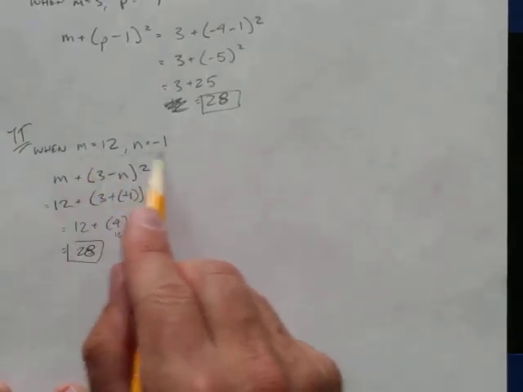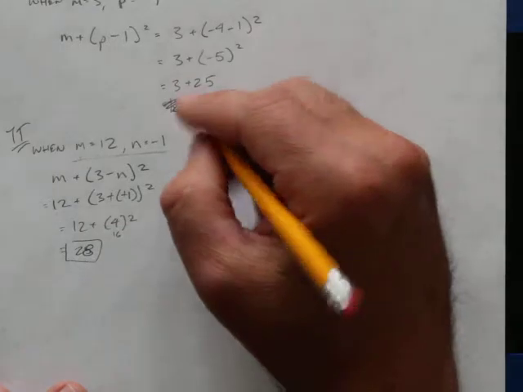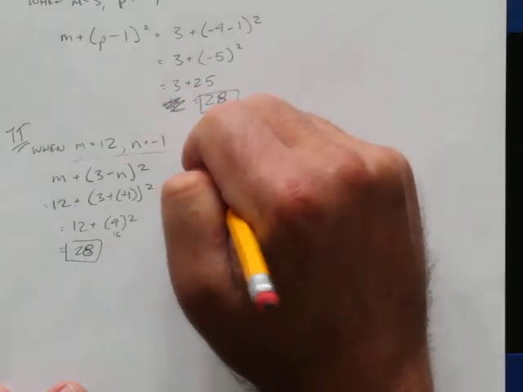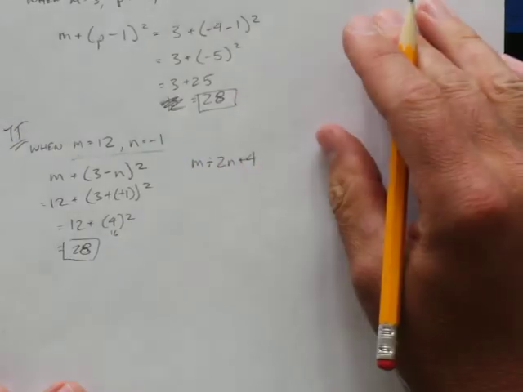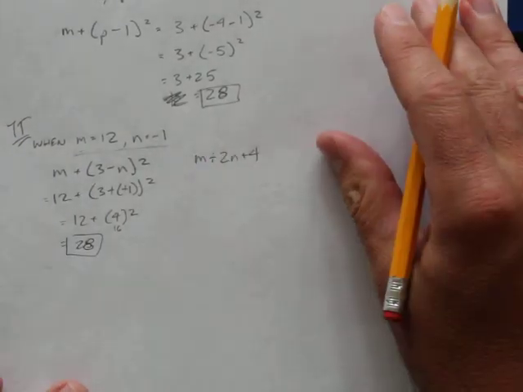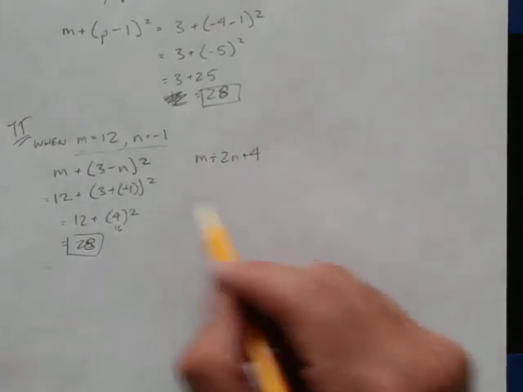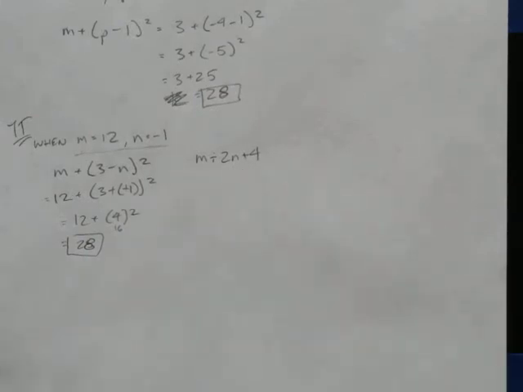Same thing, m is 12, n is -1. This time I've got m divided by 2n plus 4. Just that one. Okay, so go ahead and pause and do this work.